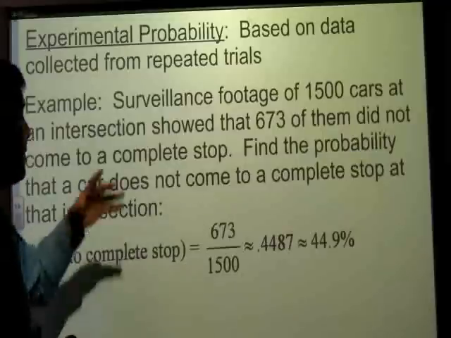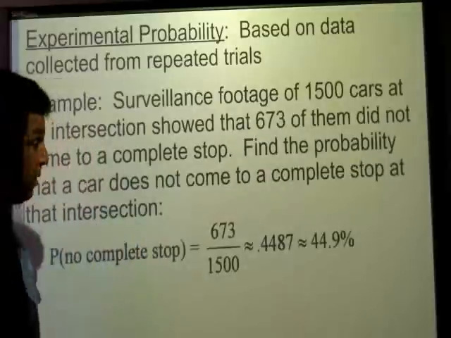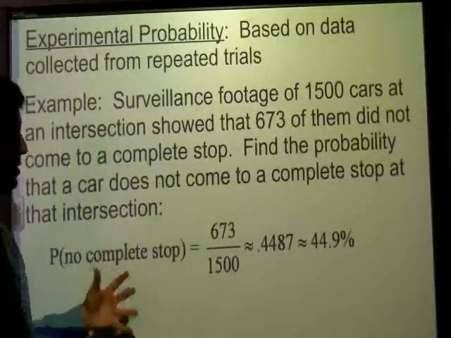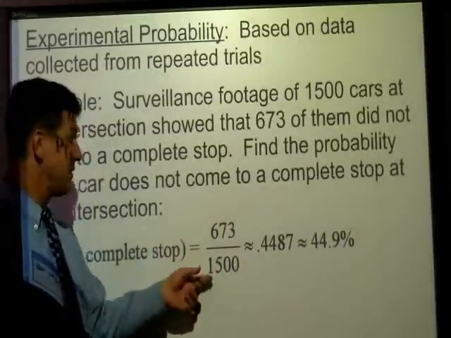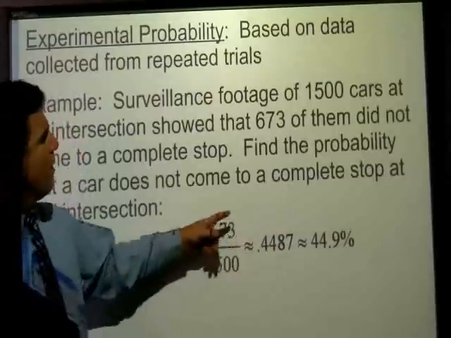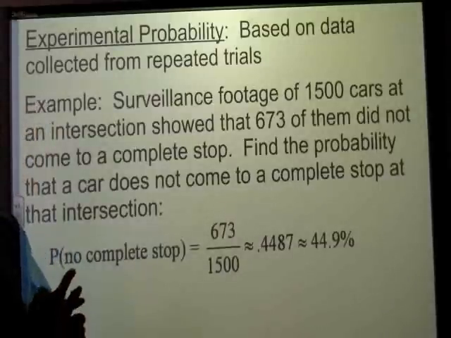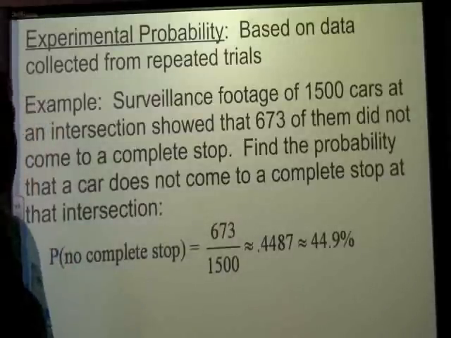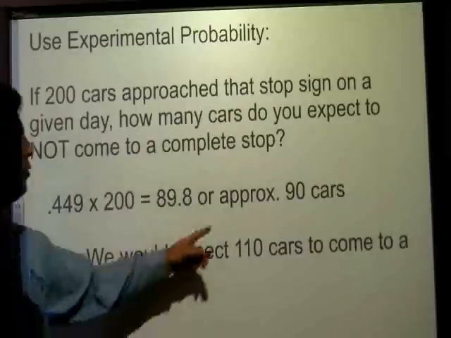So based on the data that has been collected over repeated trials, 1,500 of them, we have come to the conclusion that approximately 673 out of 1,500, which instead of trying to simplify, when they get that big, we just turn into a percentage. Approximately 44.9% of the cars do not come to a complete stop, almost 45%. Now we can use that to do a problem. Let's say 200 cars come to that stop sign on a given day. How many cars do you expect?